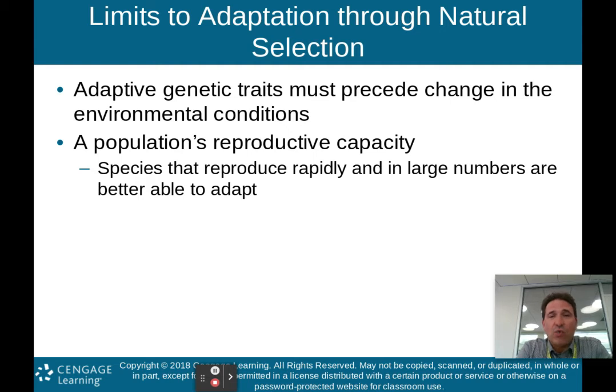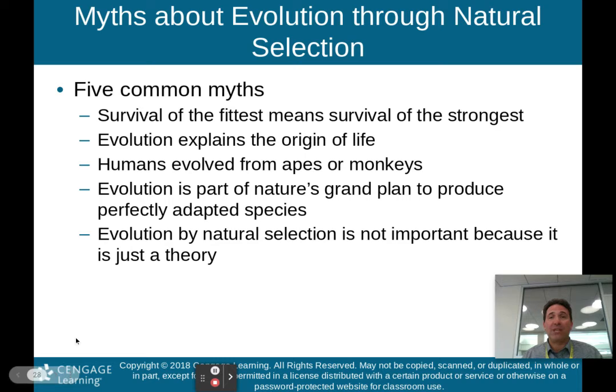A population's reproductive capacity: species that reproduce rapidly and in large numbers are better able to adapt. So we'll talk about how insects, we just did, are better able to adapt to changes in the environment because they reproduce so quickly and in large numbers. Human beings, even though we can use our technology, but let's say panda bears, right? They don't reproduce that rapidly. Maybe you get one panda bear born every couple of years. So they have a hard time adapting to changes.